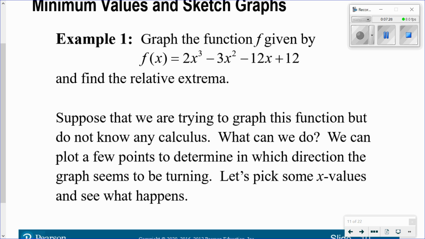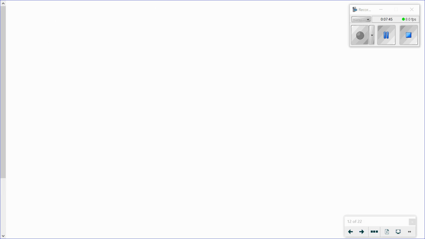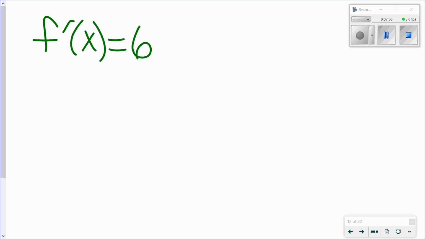Okay, so let's take a derivative. F prime is going to be 6x squared minus 6x minus 12. All right, I want to move this to the next page so we can do some work here. So f prime of x was 6x squared minus 6x minus 12. Okay, this is a polynomial, so it exists everywhere, so we're not going to have a critical value from it not existing. So let's go ahead and set it equal to 0 and solve.